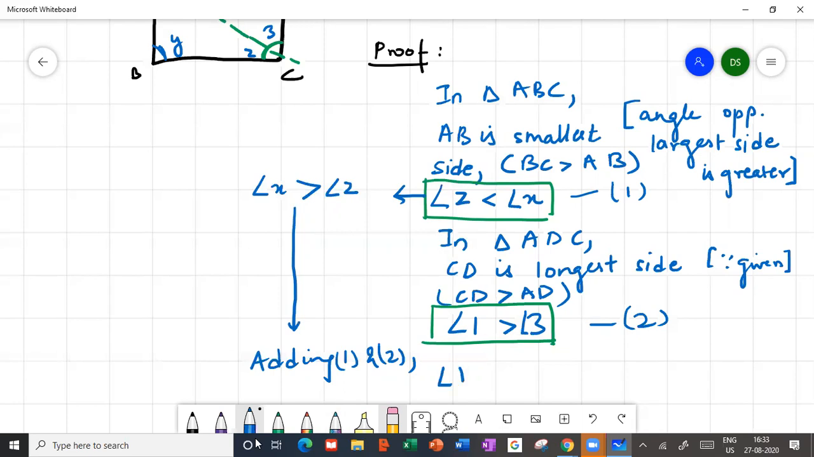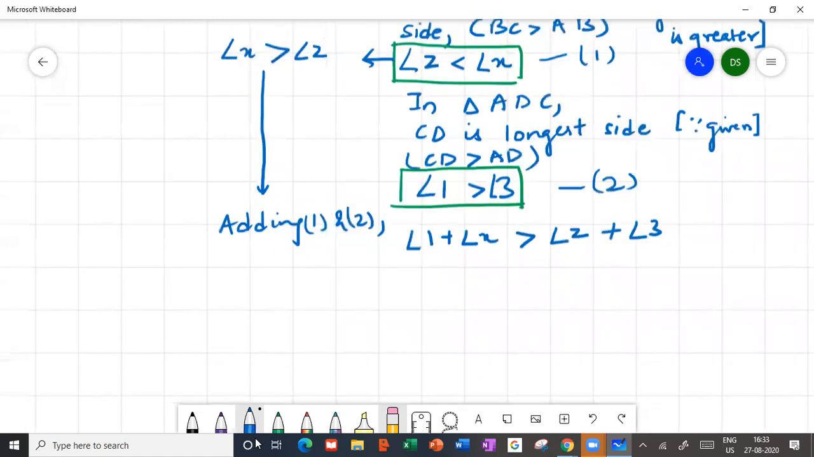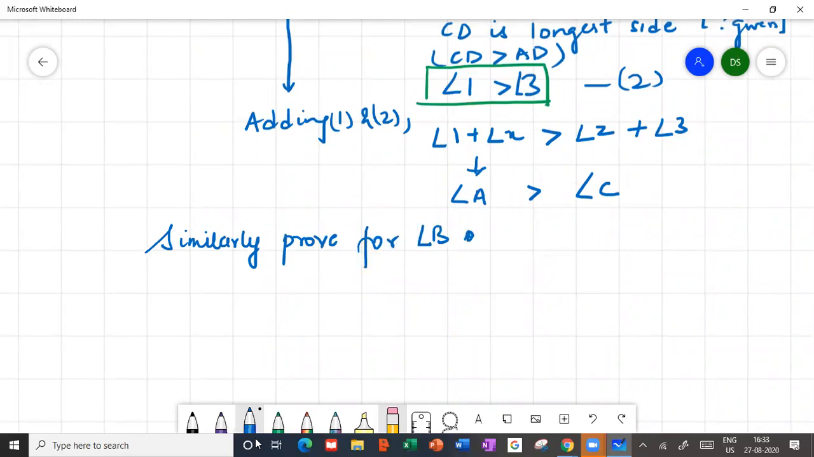Angle 1 plus angle X is greater than angle Z plus angle 3. What is angle 1 plus X? Angle A. Awesome. So this is nothing but angle A, and Z plus 3 is angle C. Got it? Now similarly we do the proof for angle B and angle D.